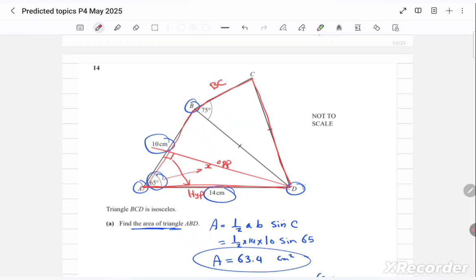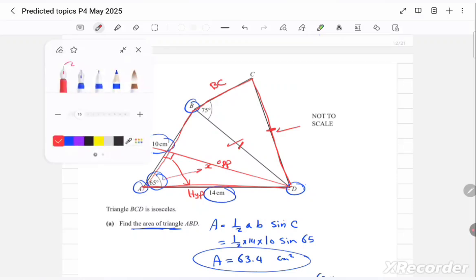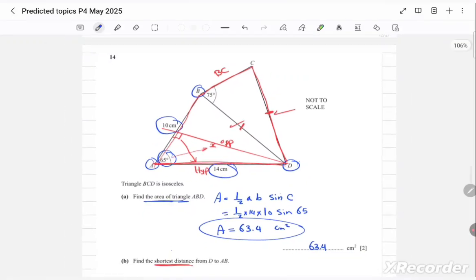Okay, CD, they said it's isosceles. It's the same as BD. So let's find BD and it will be the same as CD. Okay, so let's do that.